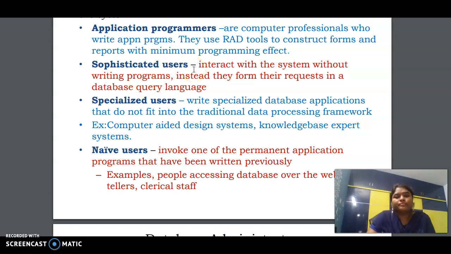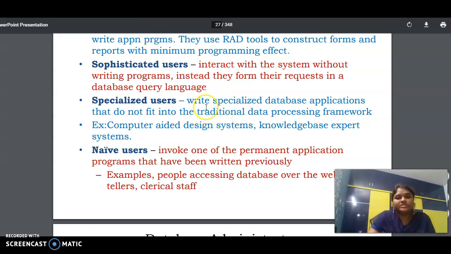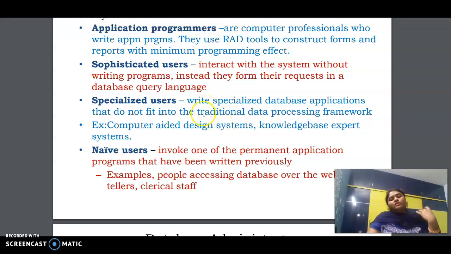In banking also, if we ask what is the bank balance, then they will write the query that is not understood by us. They can interact. So they are termed as sophisticated users. Next one is specialized user. They write specialized database applications, but they do not fit into the database processing framework. Just like application programmers, who write information, or they develop the programs by themselves, but they won't be used by others.